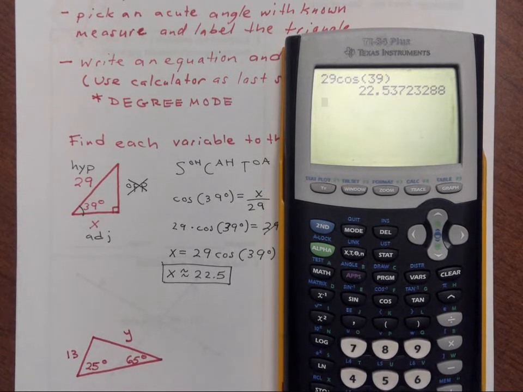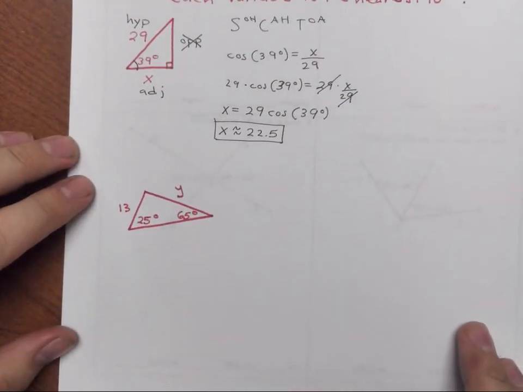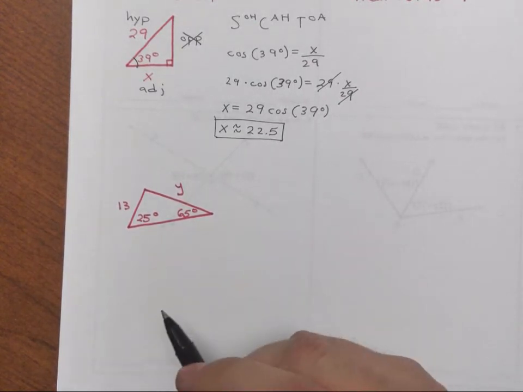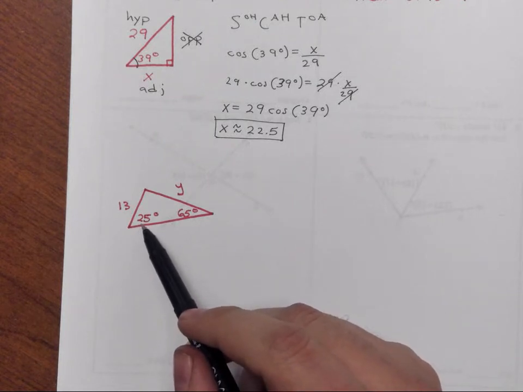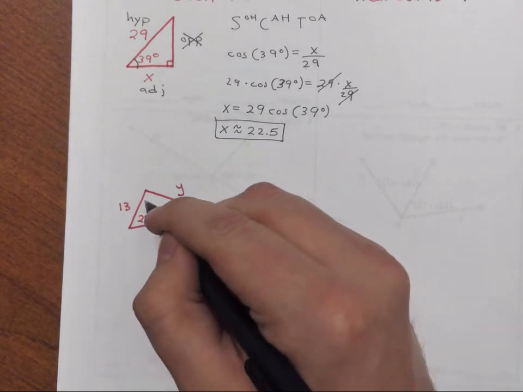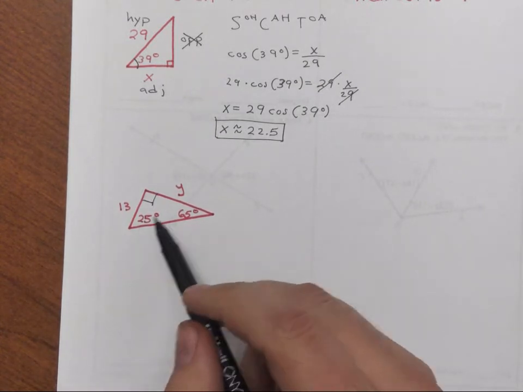Let's take a look at another example. This triangle right here looks a little bit different. It's oriented differently, but the other big thing is that the 90-degree angle is not marked. However, I'm given a 25-degree angle and a 65-degree angle. Well, 25 plus 65 is 90. If those two add up to 90, that means I must have 90 degrees left, so I can use trig to solve this. The other thing is, I know both acute angles.